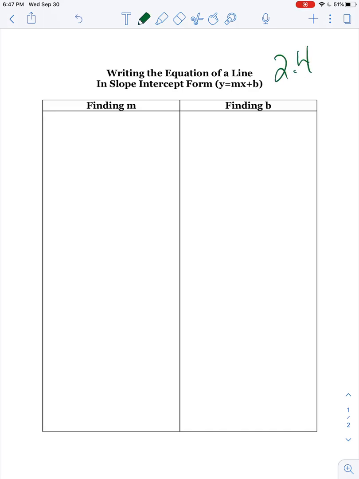Howdy folks. This goes with writing equations, which is 2.4, but this is just a condensed chart that you can find everything in, because when you're going to write an equation in y = mx + b form, you need two things. You need m and you need b.